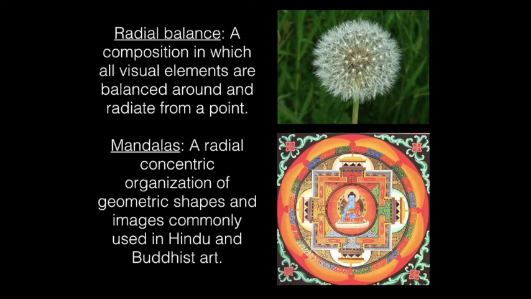All right, mandalas are a radial concentric organization of geometric shapes and images commonly used in Hindu and Buddhist art. In the image we see at the bottom, there's a Buddha right in the middle, and then all these patterns that are equally balanced going out from the center. This is a type of radial balance, and the reason why you see these in faith-based or religious imagery is because they create such holistic unity. Everything is connected, everything comes together. It's a very harmonizing and calming image to look at, but there's a lot of power from it too.